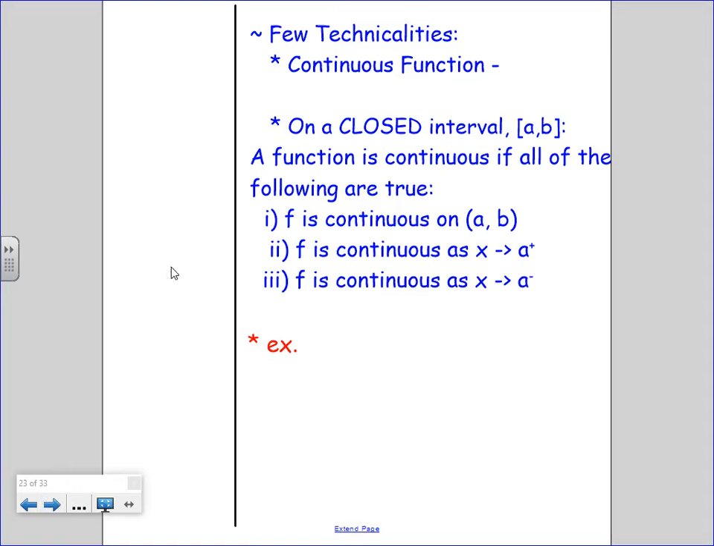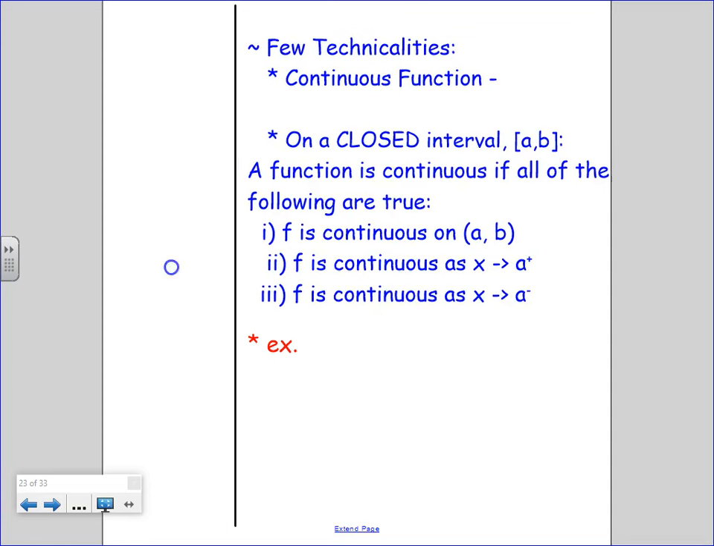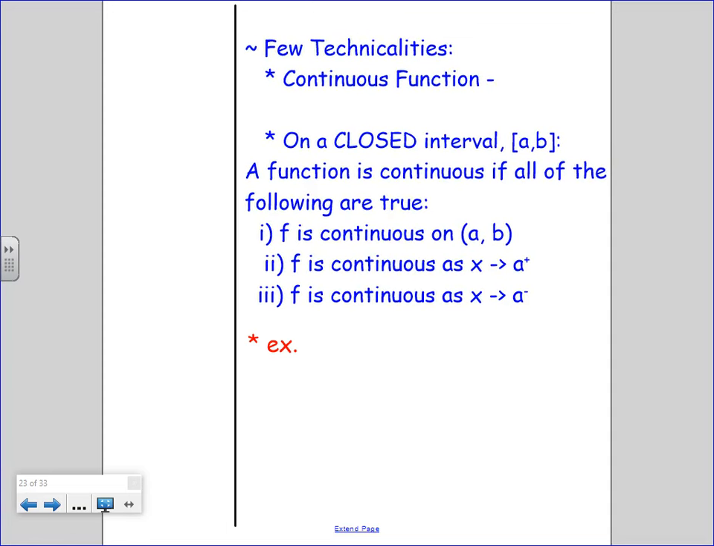A few technicalities. Just because on the AP they won't require you necessarily to worry about this, but in college math, I don't want you guys to have the idea wrong. I really am not sure I have taught in the past continuous function properly.